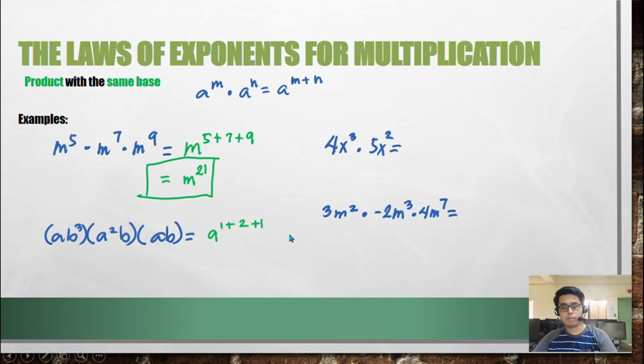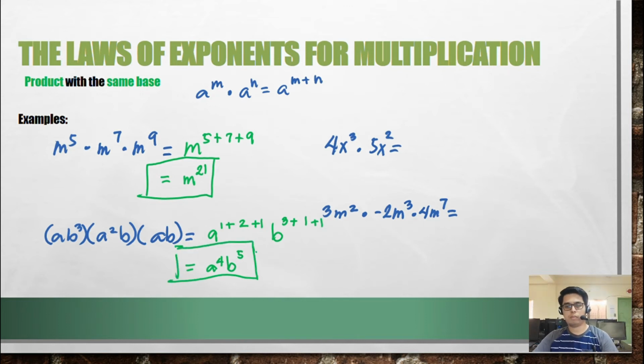Okay? Now, meron din tayong b. So the first one is b cube, plus 3 plus 1 and plus another 1. Okay? Yan. So i-add lang natin. So we have a. So ito ay 1 plus 2, that is a to the fourth, and b to the fifth power. Okay? Yan. Ito lang yung sagot natin. Okay? Mahalagang i-box natin. Okay?